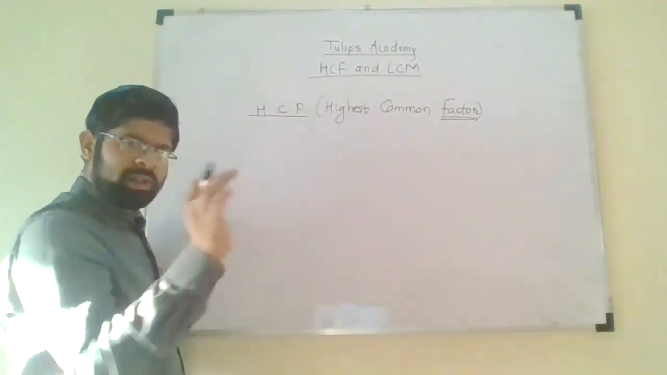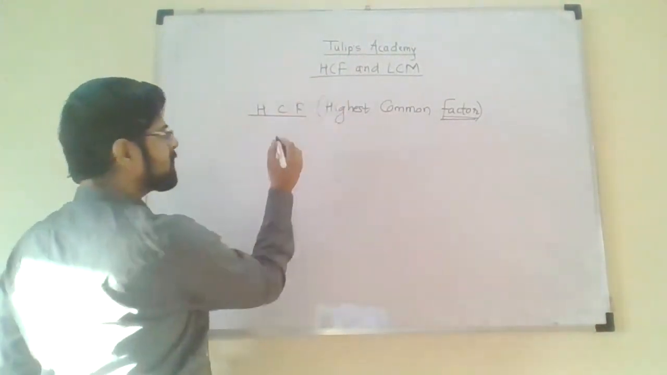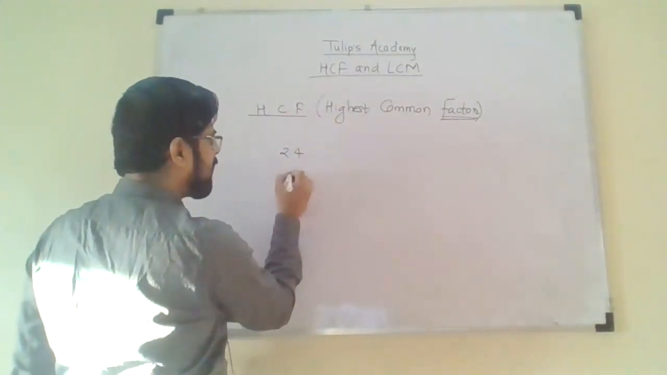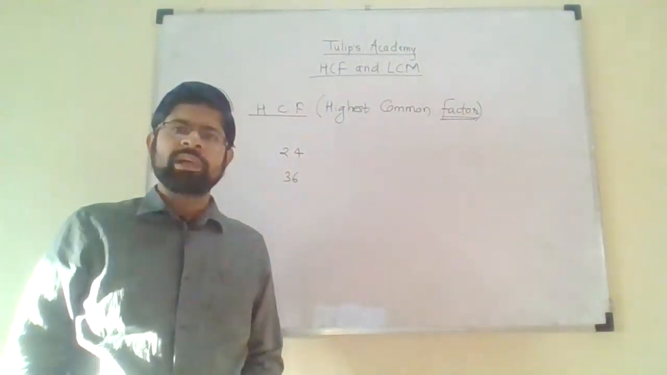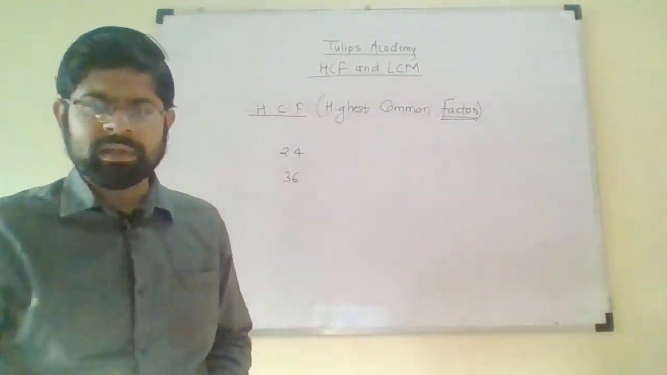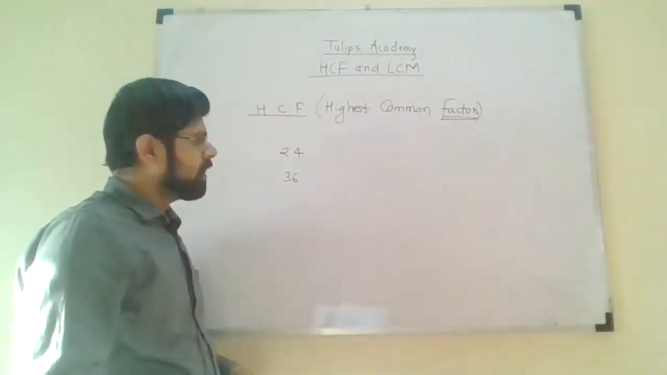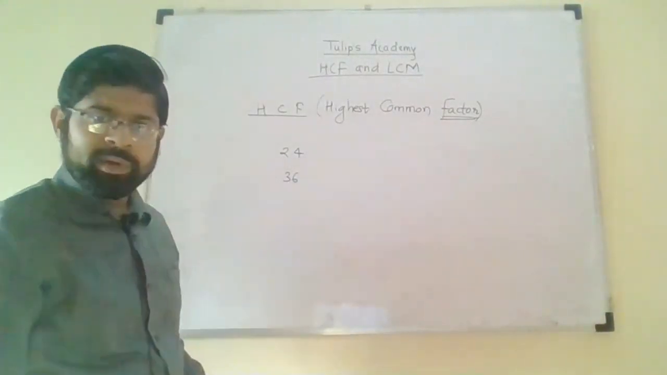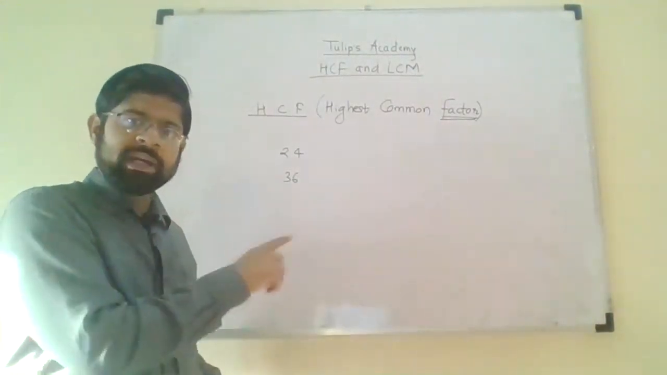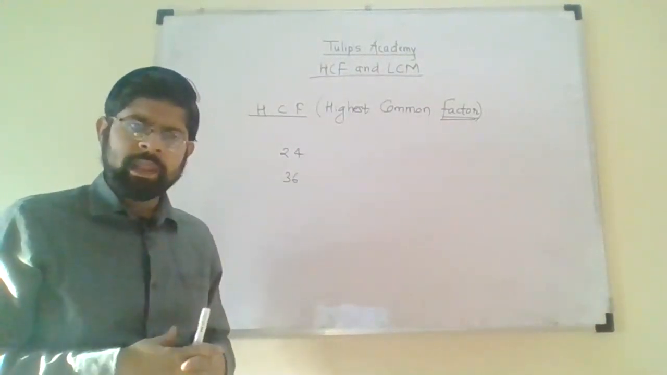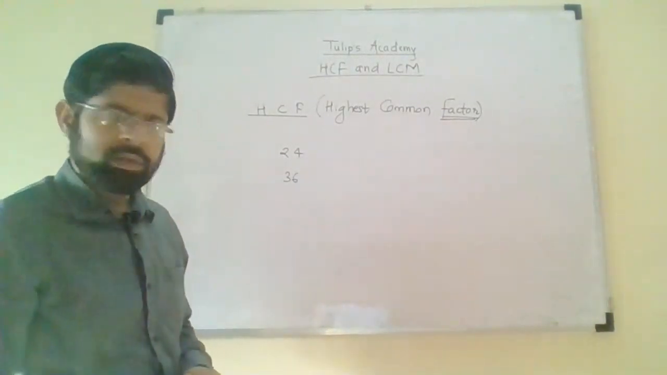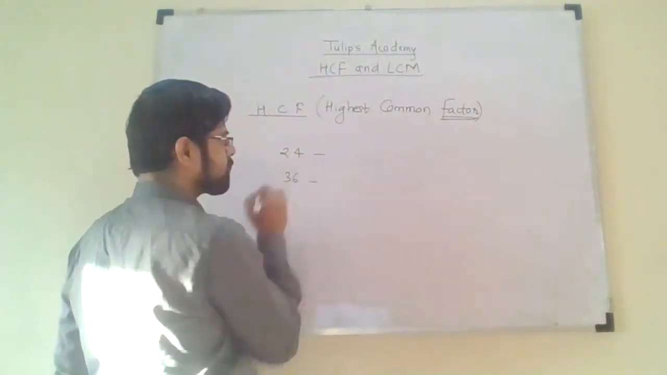So first of all, for the example, let me consider two numbers, that is 24 and 36. Now I have to write the factors of 24 and the factors of 36, all the factors, and then I have to circle the common factors. Okay, so let me write it.